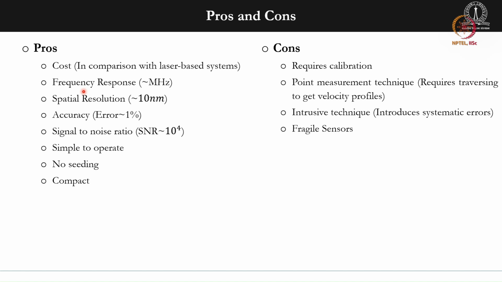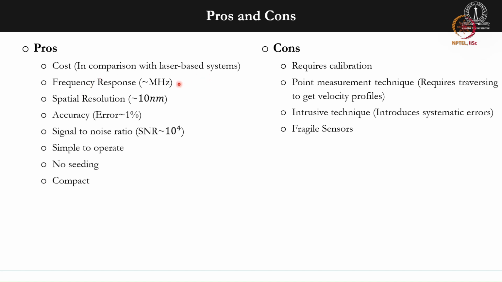The other important advantage is that we have very high frequency response. In a PIV system, the maximum frequency at which we can operate is usually limited by the frame rate of the camera or the frequency of the laser system. Whereas here we are limited by the sampling rate of our data acquisition unit. The data that we get from a hot wire anemometer is usually analog in nature, and the frequency response is only limited by the sampling rate of the data acquisition unit, which is usually of the order of megahertz.